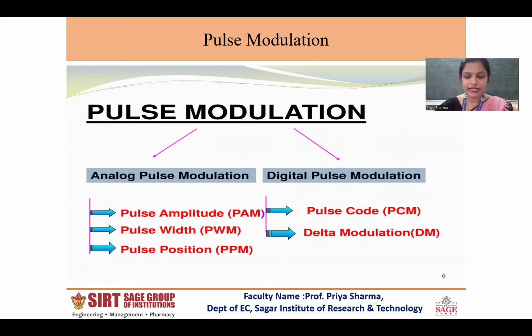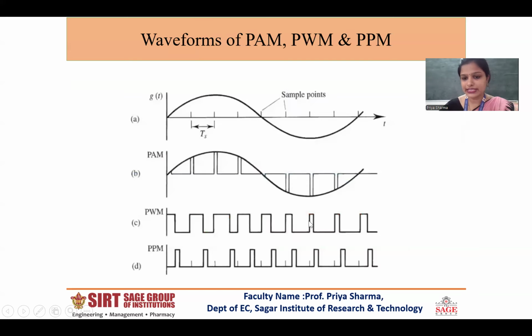Pulse modulation can be digital as well. The classification of pulse modulation systems is described as follows. Analog pulse modulation consists of pulse amplitude, pulse width, and pulse position modulation. The digital modulation system consists of pulse code modulation and delta modulation. We'll cover all these in this lecture series.